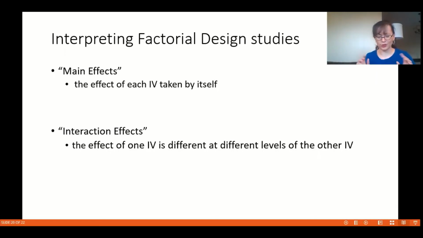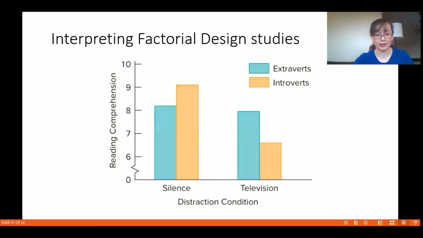It's a little bit easier to see when we look at this in graph form, so I'm going to show you what these results look like. This would be one example of a study. This is just a simple study where we're looking at 2 different conditions, with silence or people or television on in the background.